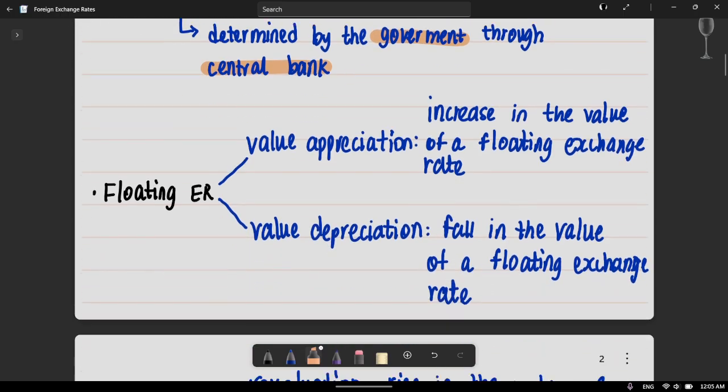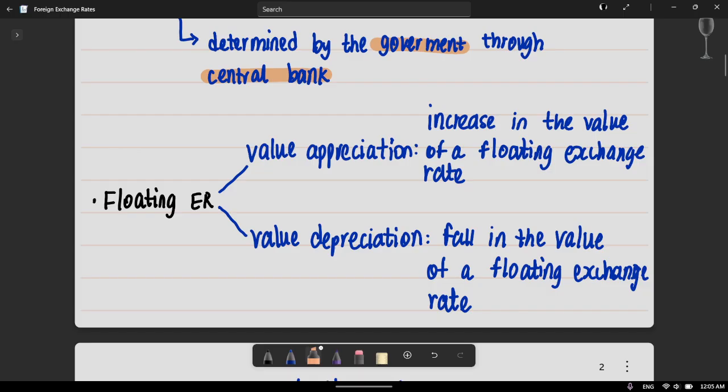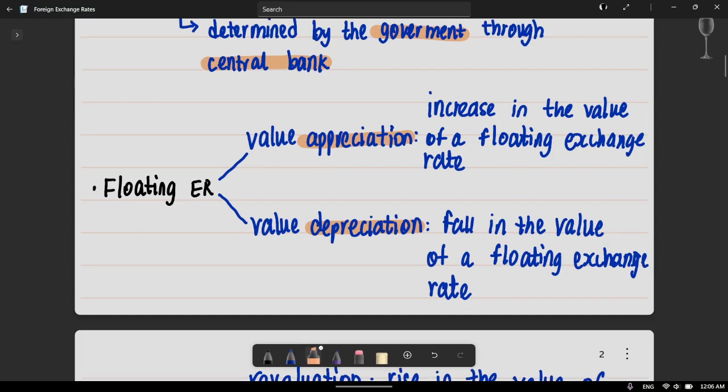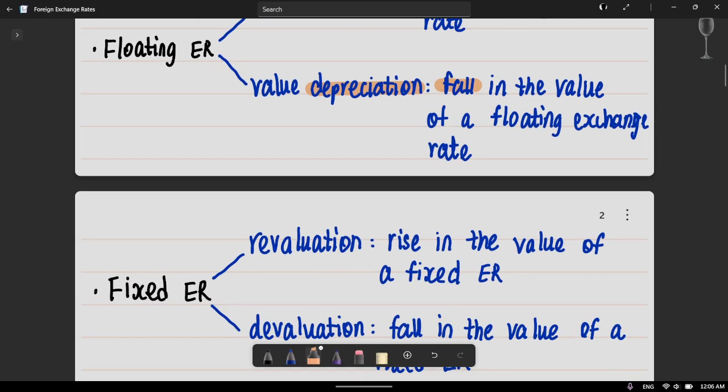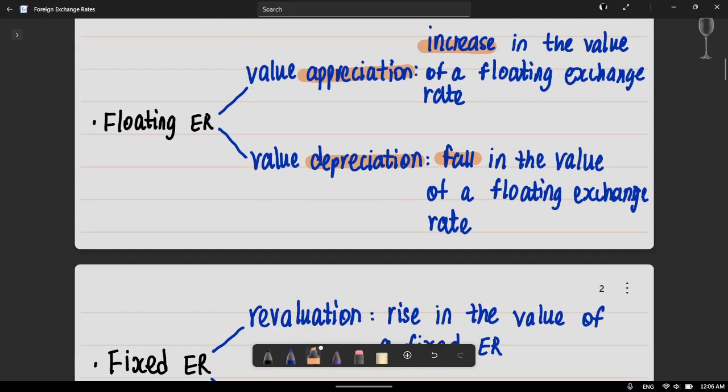Okay. Now, in a floating exchange rate system, we have two things. We have appreciation and we have depreciation. Appreciation is the increase in the value of a floating exchange rate, okay? And depreciation is the fall in the value of a floating exchange rate. So you just need to remember increase or rise, and fall or decrease in the value of whatever system you're talking about. Now, that's for the floating exchange rate system.